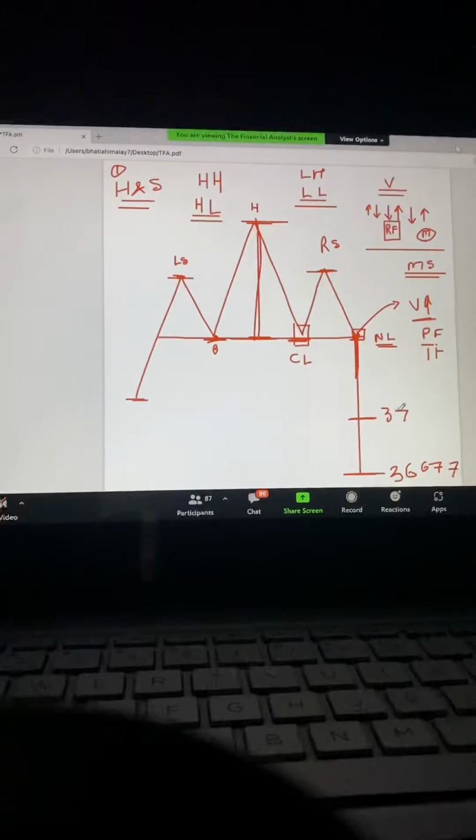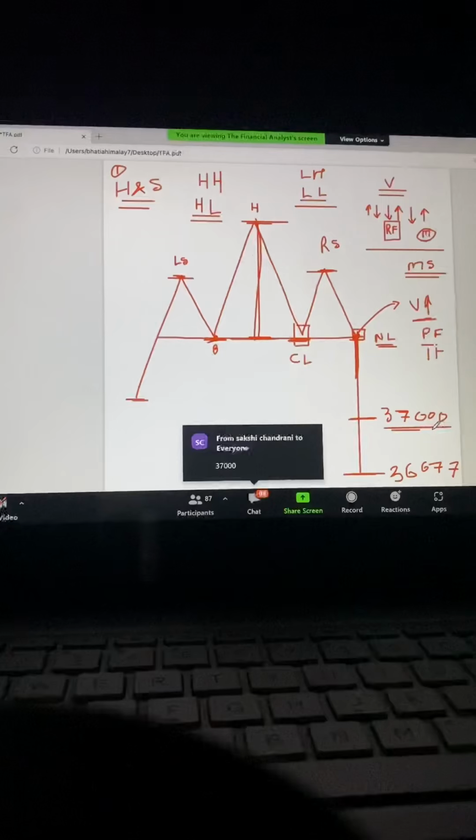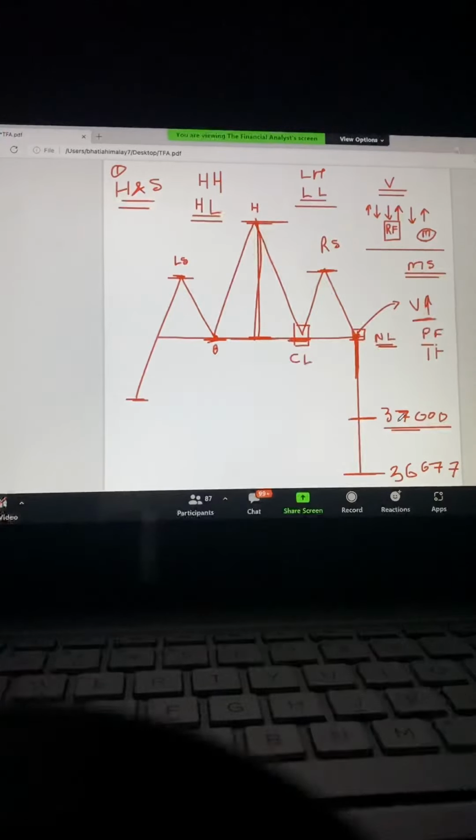So tell me, what according to you is more important? Is 37,000 more important or 36,677 is more important? 37,000. ठीक है? So whenever you do your target setting, never go by what the book is saying. Always plot your manual support and resistance levels, or alternatively you can go for pivot levels as well, and that should be your target setting. Is this point clear to all? So this was your target.